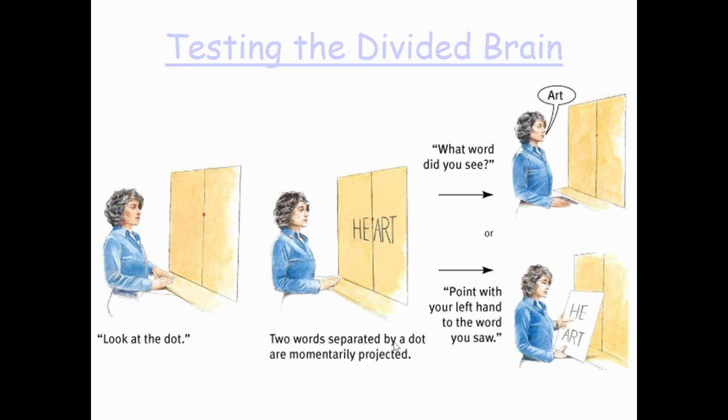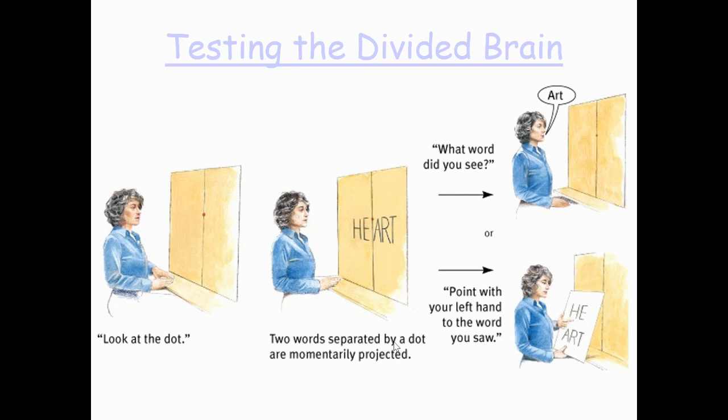So this woman is not a normal woman. Her corpus callosum has been cut. So they ask her to look at the dot. Her right eye sees the word art. Her left eye sees the word he. And they're not communicating with each other. They ask her, what word did you see? And she says art. I know this is really confusing, but I have to repeat myself a million times in class. It's not easy to explain.